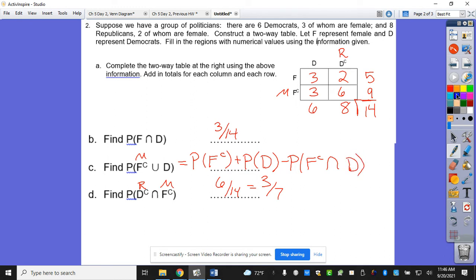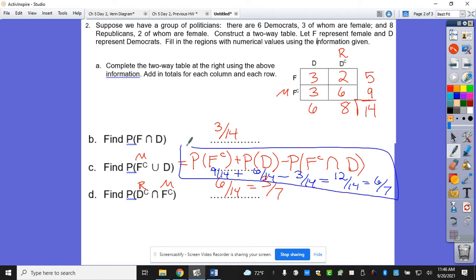I don't have much room here. I should have given myself more. What's probability that it's not a female? Not female is what? 9 out of 14. Probability of Democrat is what? 6 out of 14. What's probability that it's not a female and a Democrat? 3 out of 14. So 9 plus 6 minus 3, which gives me 12 out of 14, which is 6 out of 7. So I would want to see all of that work. Do you want to simplify? Yeah, simplify, yeah.